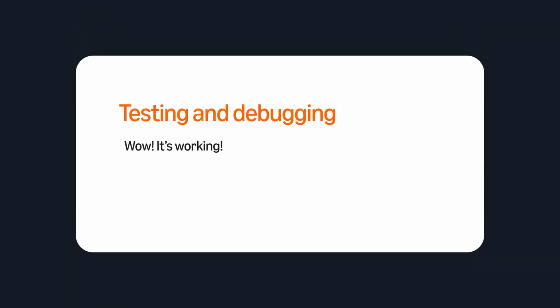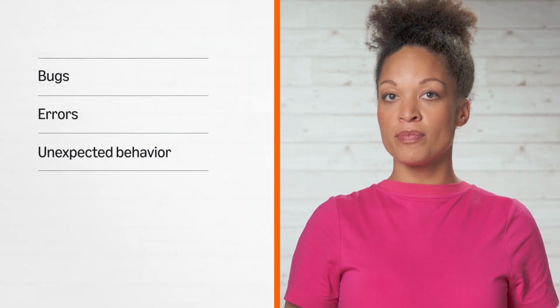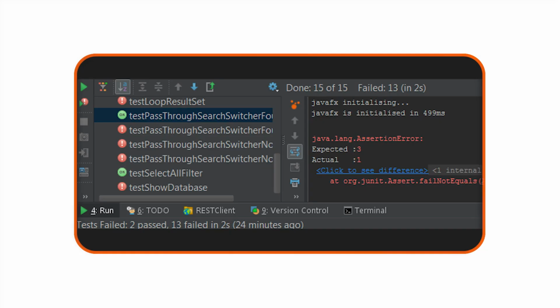Once you've written the code, it's crucial to ensure that it works as intended. Testing involves running various test cases to identify bugs, errors, or unexpected behavior. Debugging, on the other hand, is the process of fixing these issues by tracing through the code, identifying the root cause, and making the necessary corrections.